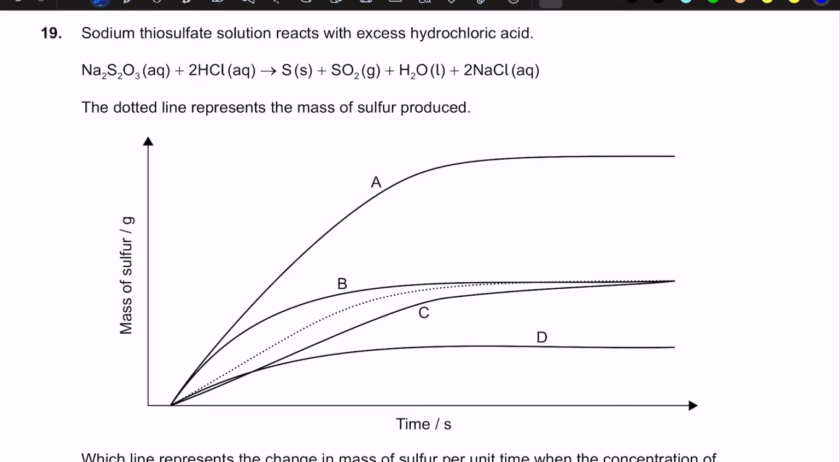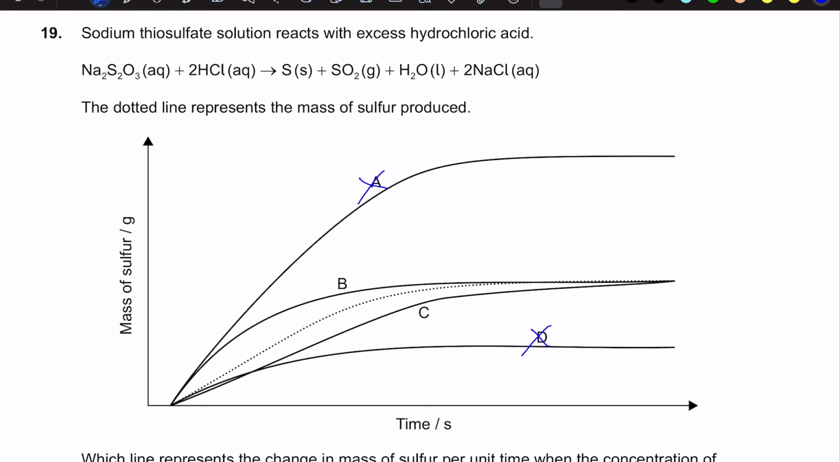Okay. So HCl is the excess reactant, and sodium thiosulfate is the limiting reactant. You're not changing the mass of the limiting reactant, you're changing the mass of the excess reactant. That means the amount of product produced will remain the same, because your limiting reactant has the same mass as before, or the same moles as before. So I can skip A and D, I can cancel these two out.